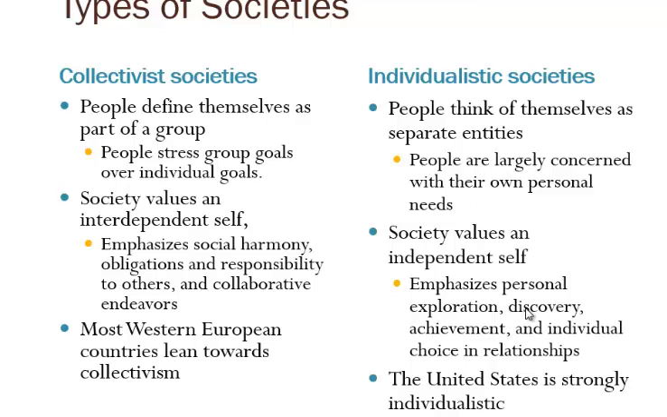Just to give you an example, the United States is mainly individualistic. There's certainly a lot of emphasis in our society on personal happiness and personal goals rather than the goals of the entire group. Other countries like Japan, for example, are much more collectivist, where people are worried much more about the overall health of the country than maybe Americans are.